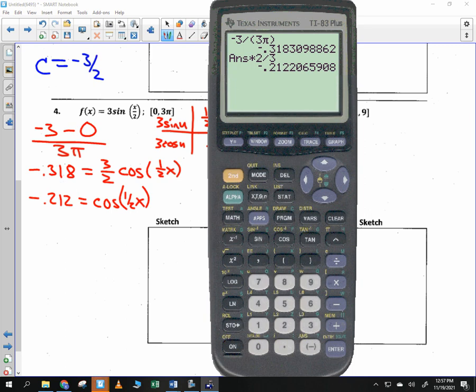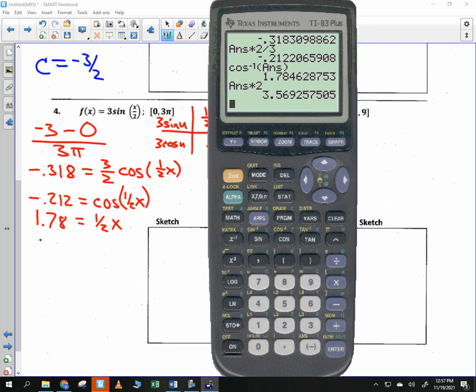What needs to move first, the cosine or the 1/2? The cosine. How do I move the cosine? I cosine inverse that guy, right? Do you guys remember this option? If I want to pull that, I could go second answer, and it just puts that right in there. Okay. And I get 1.78 is equal to 1/2 x, multiplied by 2. And I get c is equal to 3.569.